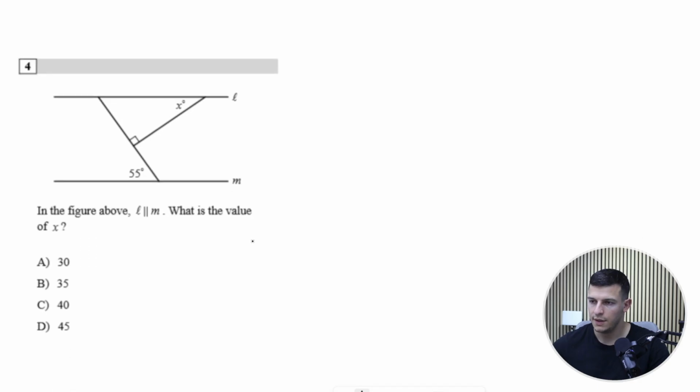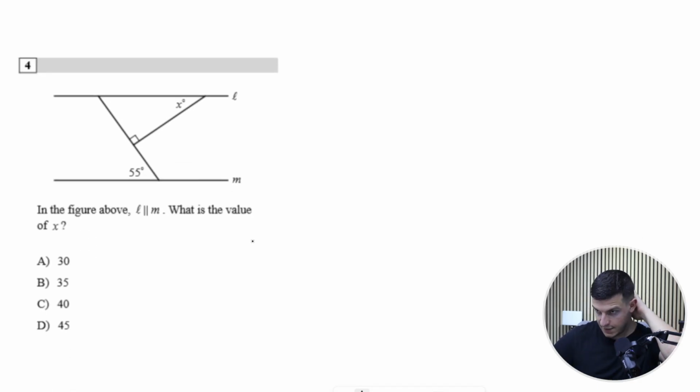All right, last one. In the figure above, L is parallel to M. What's the value of x? So this is 55 again. Before worrying about x, I know this is 55. Yes? I know this is 125. Not sure if I'll need it. 125. But we're looking for x, so there's a triangle here.